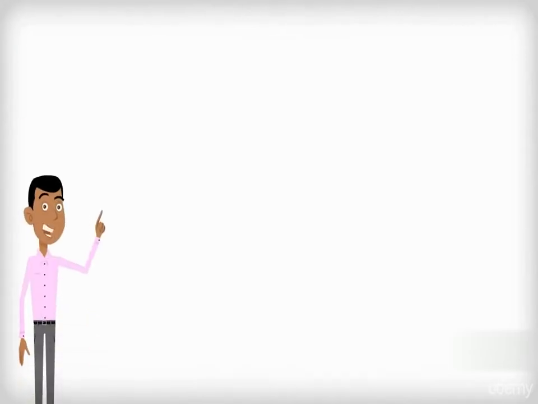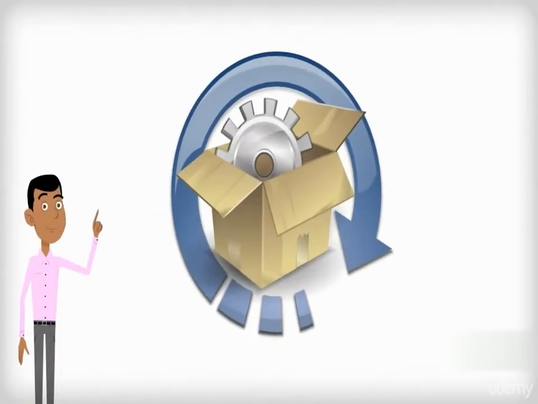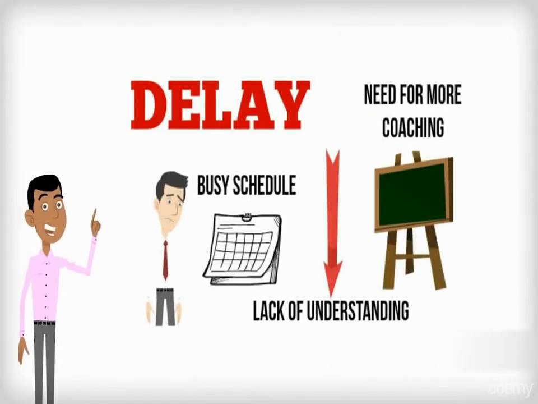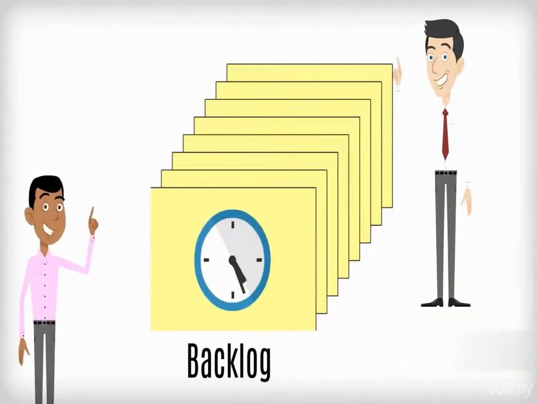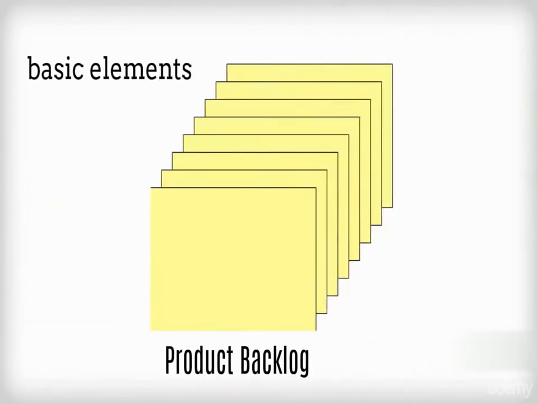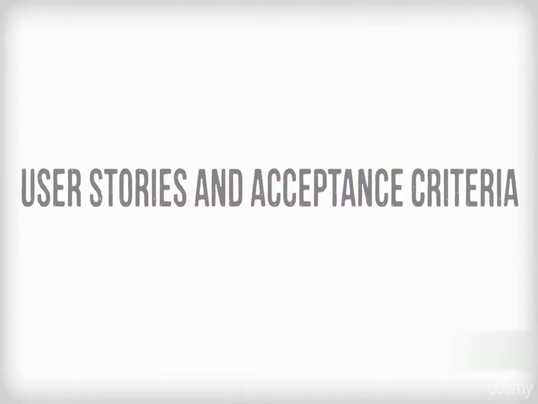Therefore, I will explain what I have observed in the industry most frequently. I will also explain my personal approach to dealing with these situations. If the product owner can manage and create the backlog in a timely fashion, then some of the Scrum Master-related preparation will not be necessary. First, let us explore the basic elements of a product backlog. User story and acceptance criteria.